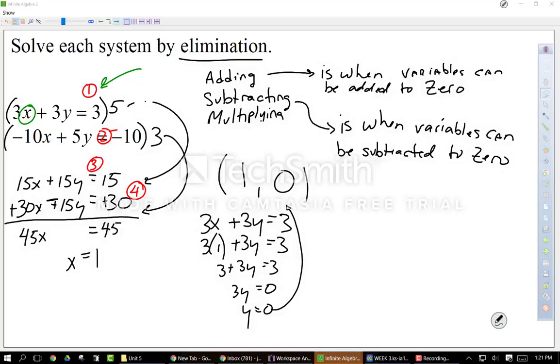This concludes solving a system of equations using elimination. If you need help with substitution, check out the previous video. If you need help with 3 variable systems, then check out the next one.